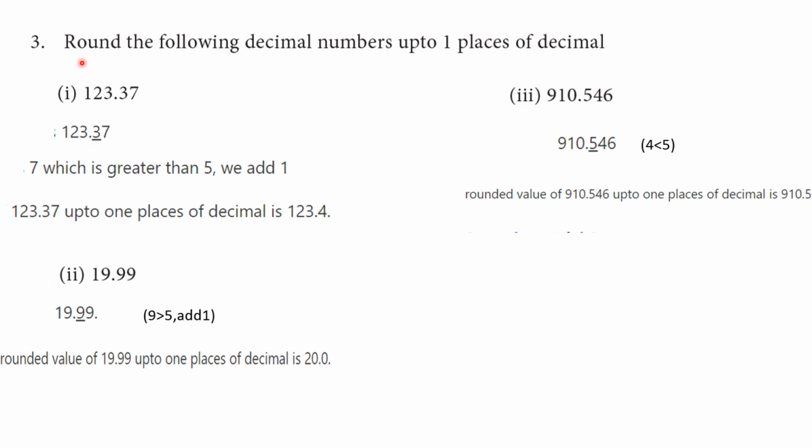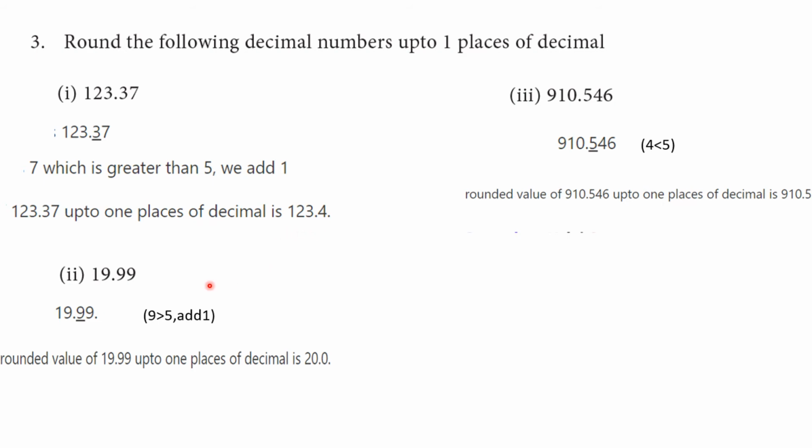Next, round the following decimal numbers up to 1 place of decimal. Here, given 123.37. Up to 1 place of decimal means we have to first underline the 10th digit. Here the 10th digit is 3. So the underlined digit is 3. The digit next to the underlined digit is 7. 7 is greater than 5, so you add 1 to the underlined digit. Therefore 3 plus 1, 4. Therefore 123.37 up to 1 place of decimal is 123.4.